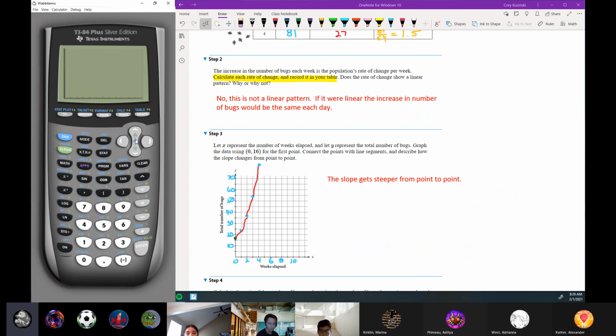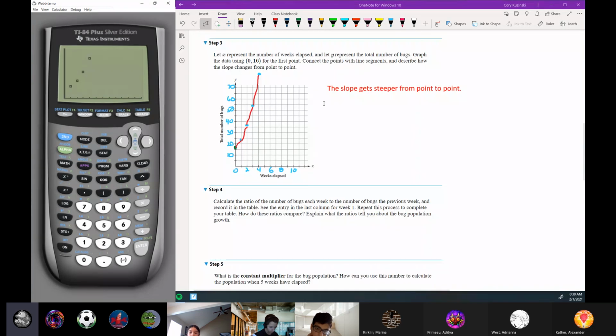And if I graph it right now, I'm not going to see anything, because I have to turn my stat plot on. So second Y equals, enter, enter. And that turns it on. So now you can see that. I think it's more clear on the graph than the one I hand drew. All right.